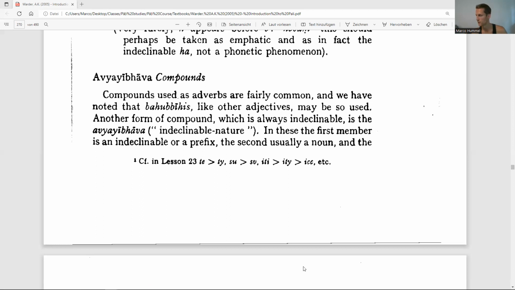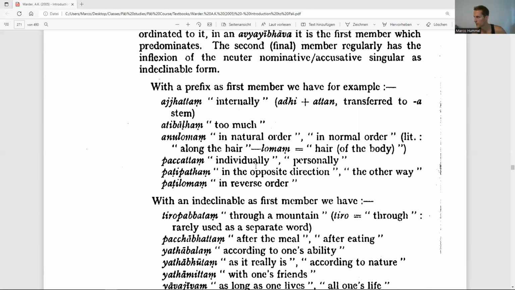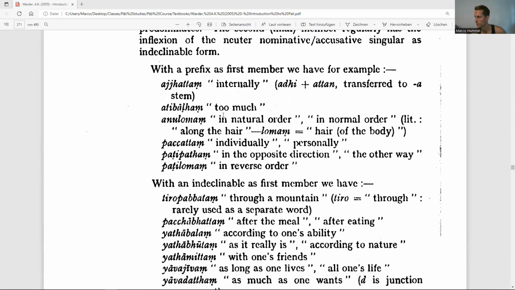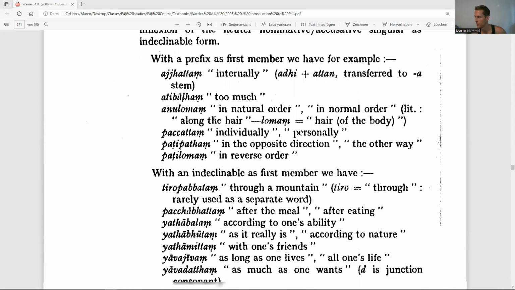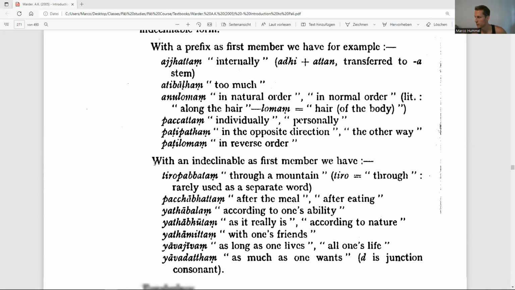So examples of this are, here with the prefix as the first member, we have, for example, adi plus atang, achatang, internally. Adi plus balang, adi balang, too much. Anu plus loma, anulomang, in normal order, in natural order, literally along the hair. Its opposite would be pati plus noman, pati loman, in reverse order. Pati plus atang, pachatang, individually, personally. Pati plus patang, pati patang, in the opposite direction, the other way.